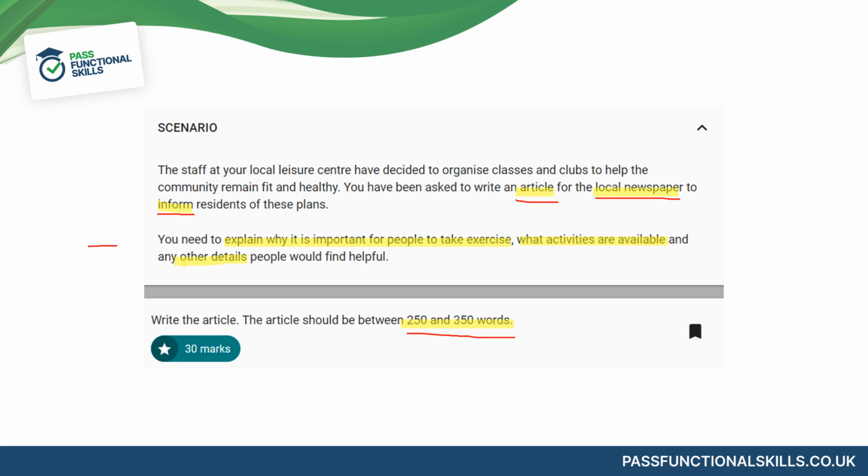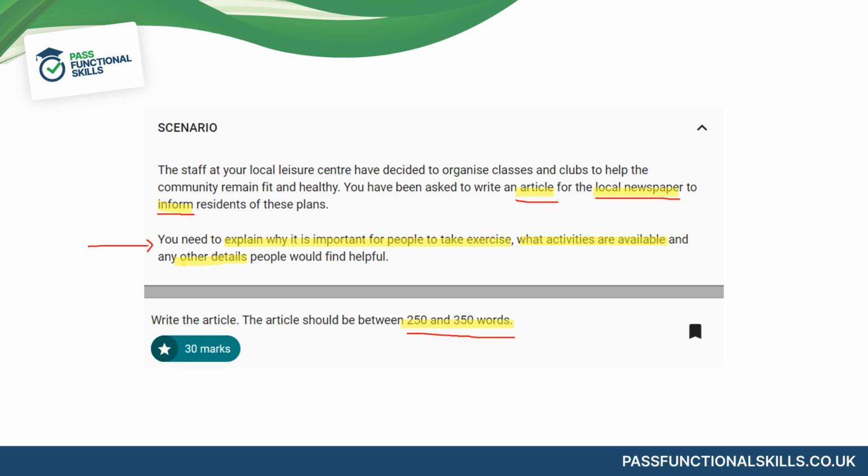And then this bit here is our detail. So we need to make sure that we're going into detail on each one of these things. So explaining why it's important to people to take exercise. So think of a few different reasons, try and expand upon them. What activities are available. So don't just list a couple of activities, try and list a few activities and think about the benefits that those activities might bring to people as well, just to add a bit more detail to your answer. And then any other details people would find helpful, we can use our own imagination for that. So maybe something about opening times would be useful to include.